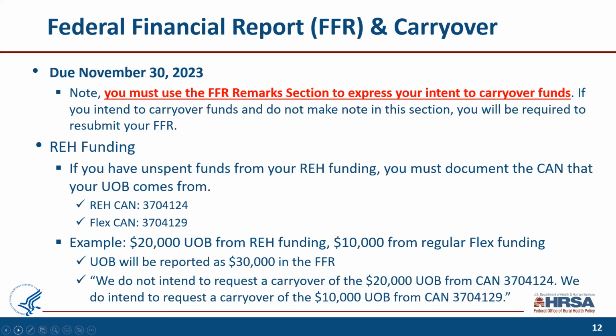And an example, if you had $20,000 of UOB from REH funding and $10,000 from the flex funding, on the FFR, it will be cumulative. So it will show a $30,000 UOB. And you can just think, like the example, we do not intend to request carryover of the $20,000 UOB from the following CAN, and we do intend to request carryover of $10,000 UOB from the following CAN.